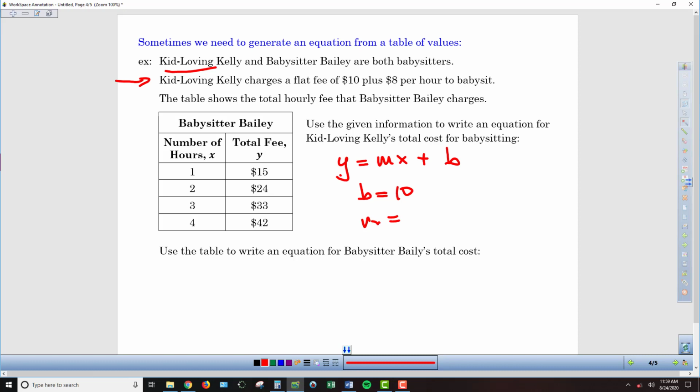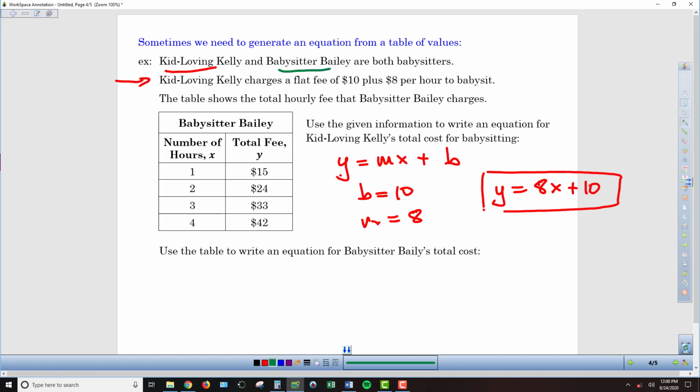That's what we've seen so far. It's how much you're paying off on the loan per payment. It's how far the asteroid was traveling per second. So the slope is always a rate. And so in this case, it's $8 per hour, so we can just put that as 8. That means we have an equation, y equals 8x plus 10, which describes kid-loving Kelly.